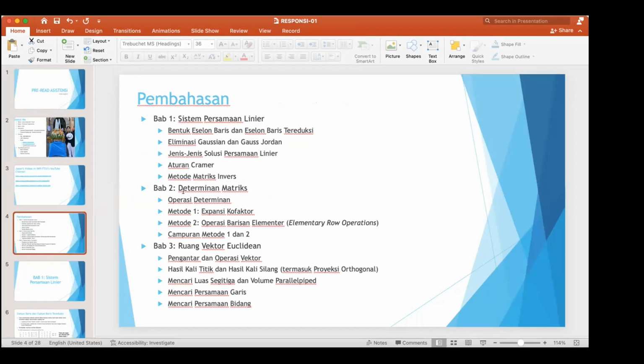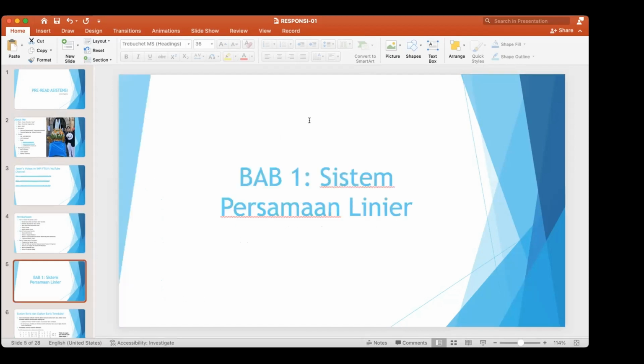So basically for file 1, this is what we're discussing. Oh yeah, and then I have to apologize firsthand because the PowerPoint is in Indonesian. I haven't translated them to English yet. So I think, yeah, you should understand, hopefully. I'm sorry about this. So basically ini yang pertama, sistem persamaan linear.